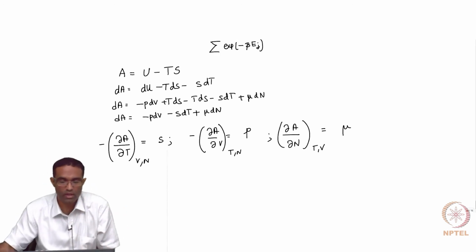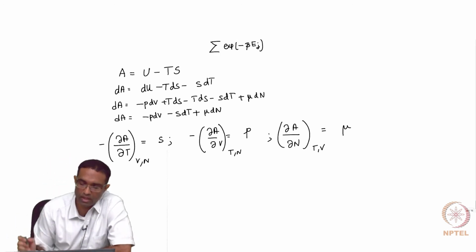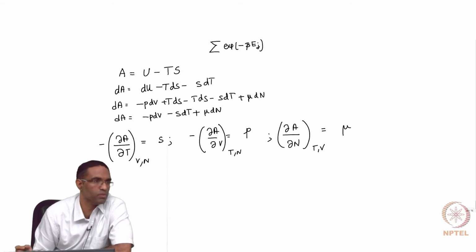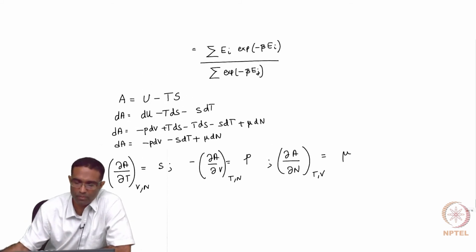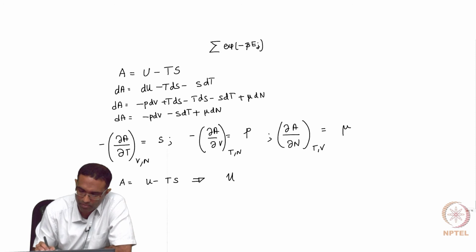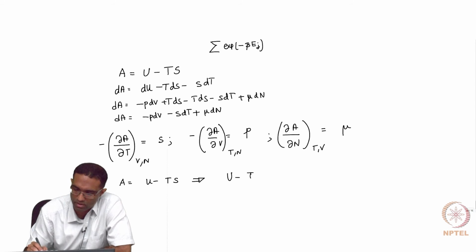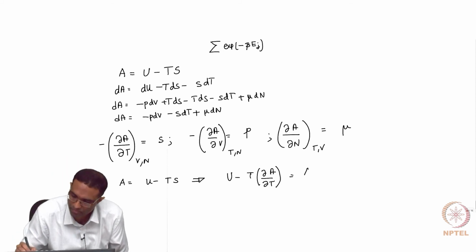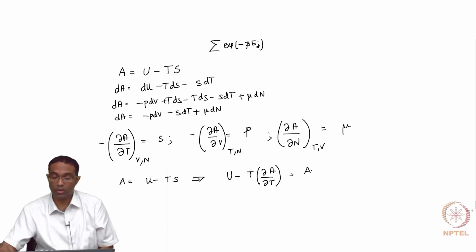Right. So now we just want to show how this A turns out to be a function of P and Q. That is our goal here. There are a couple of tricks that we have to use in order to do that. First we write A equal to U minus TS, which implies the internal energy of the system minus T times S, where dou A by dou T is equal to minus S.